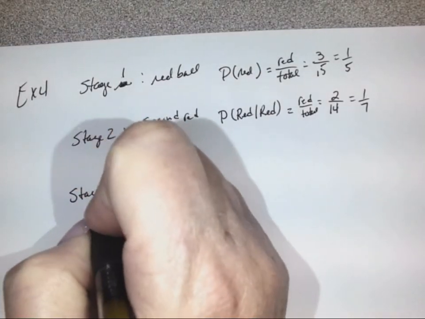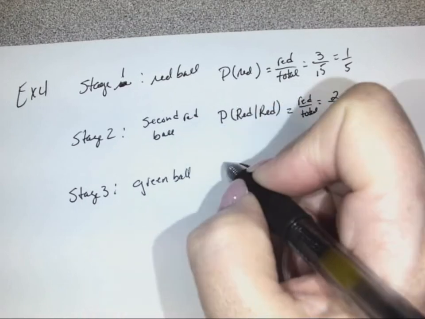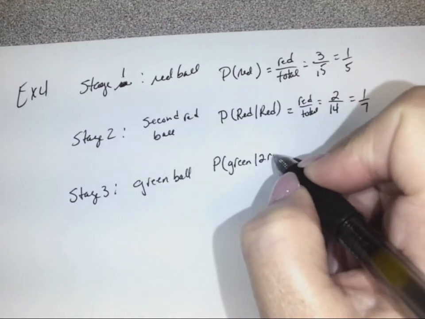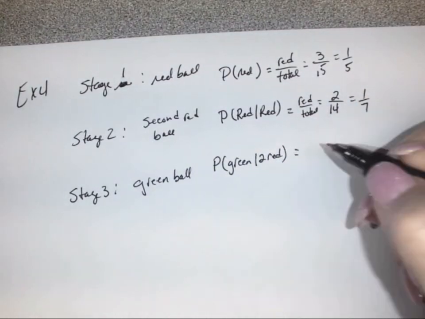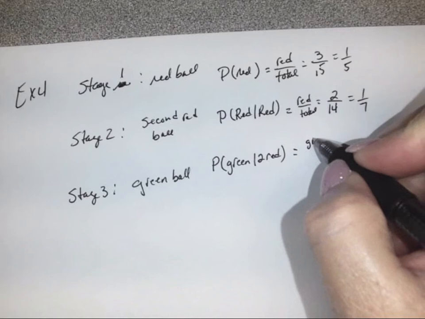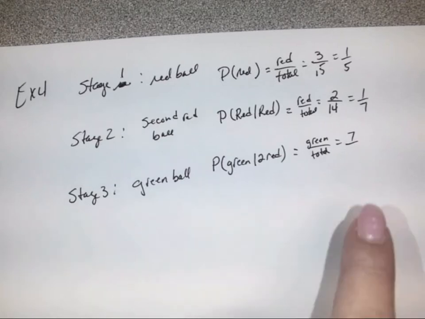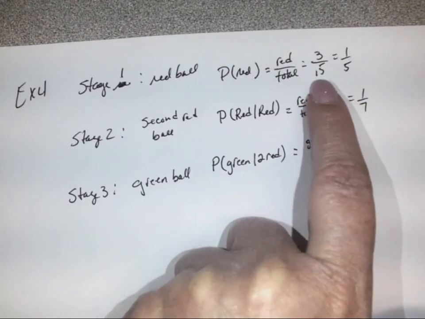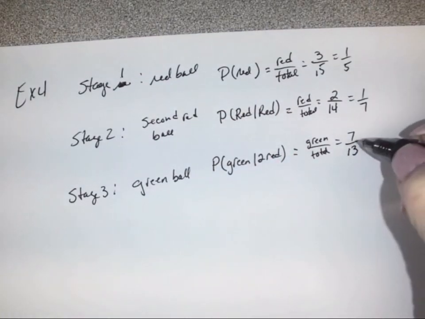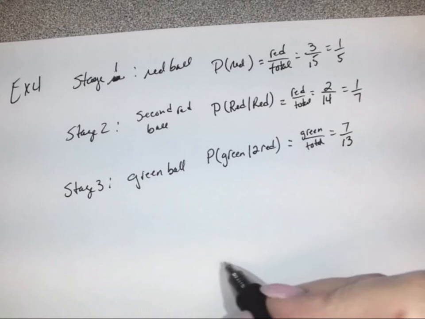So our third stage, or third step, is that he's going to draw a green ball. So now we're looking at the probability of drawing a green, given that there were already 2 red drawn out. So for the number of green, we were told there were 7 green balls. So it'll be the green out of the total. It's the current total, just so you know. So 7. Now we started with 15, but we've already pulled out 2 balls. So 15 minus 2 will get us 13. And that won't reduce.